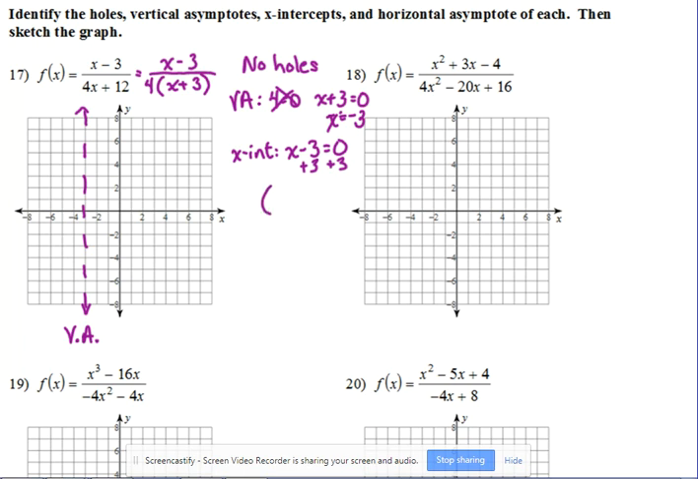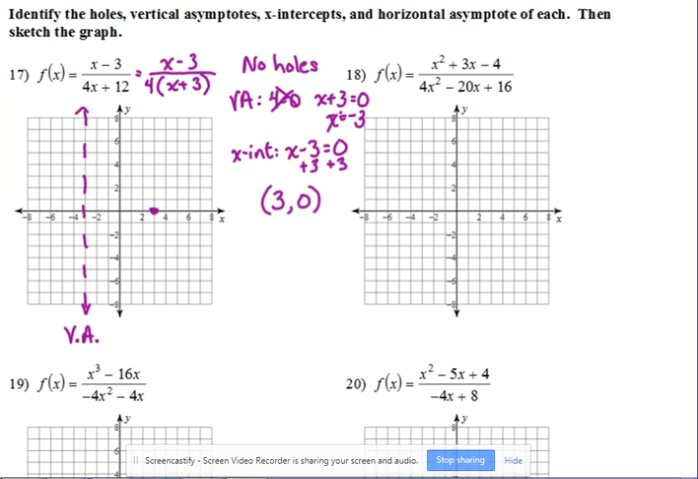So we get +3 for our x-intercept. Sometimes you will have more than one x-intercept. Sometimes you won't have any x-intercepts. But you can have 1, 2, any combination there.